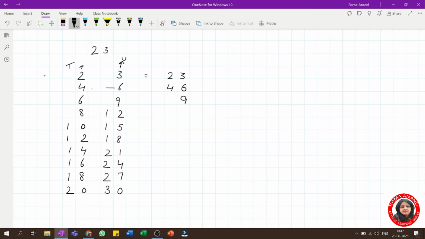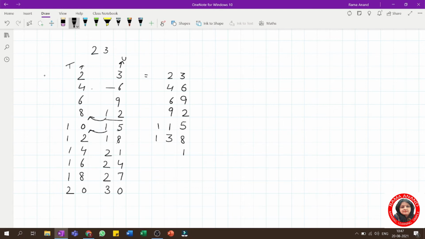Keep 9 over here, 6 over here. Now this 12, how to treat this? Keep this 2 here and move this 1 forward to this 8. So 8 plus 1 is 9. Out of this 15, keep 5 over here, move 1 forward to the tens digit. So 10 plus 1 is 11. Then keep 8 over here, move 1 forward. So it is like this.